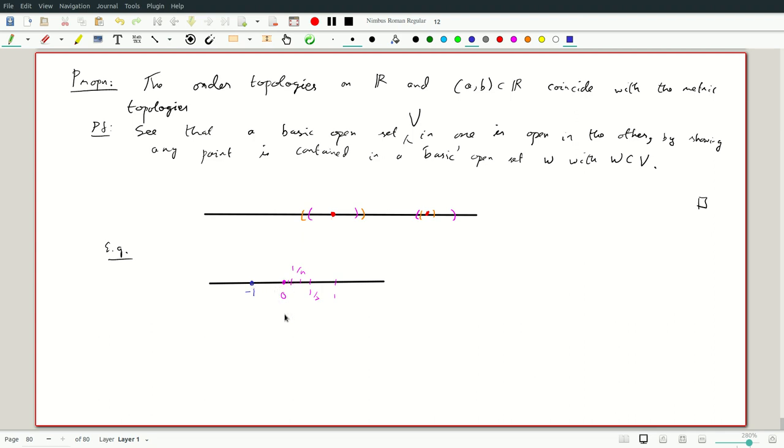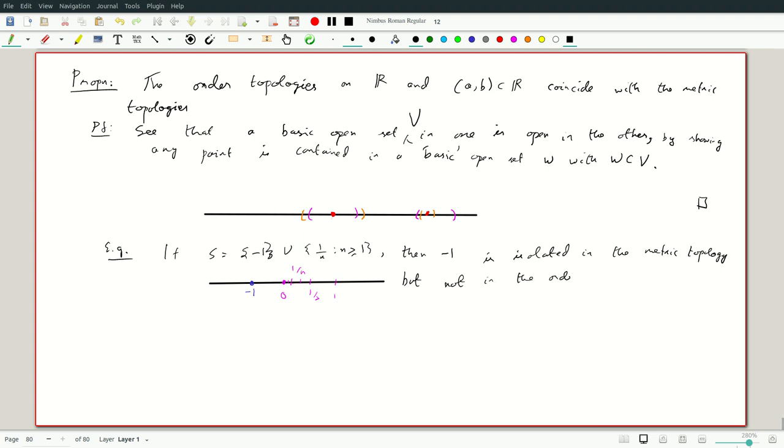However, in the order topology, the two sets, so let me write them out here. So example: if I take S equals -1 union 1 by n, n greater than or equal to 1, then -1 is isolated in the metric topology. But as an ordered set, the structure is exactly the same whether you took 0 or -1, because it's less than all of them, that's all. And the relation between them is the same. And so, but not in the order topology.